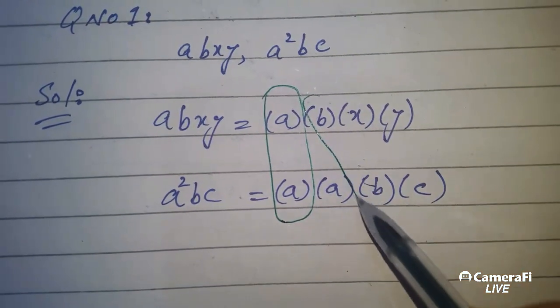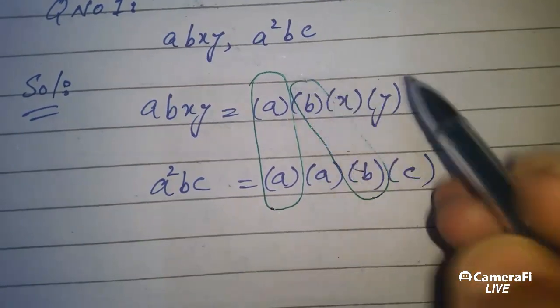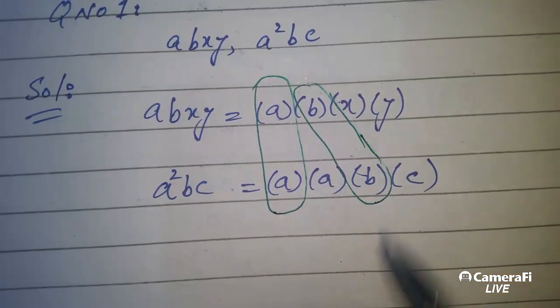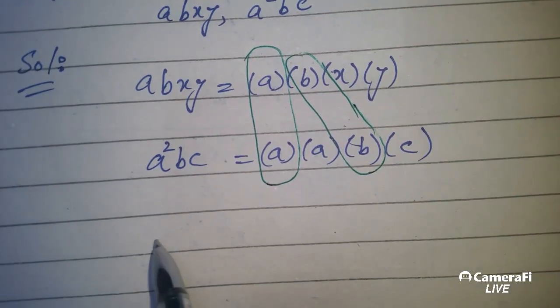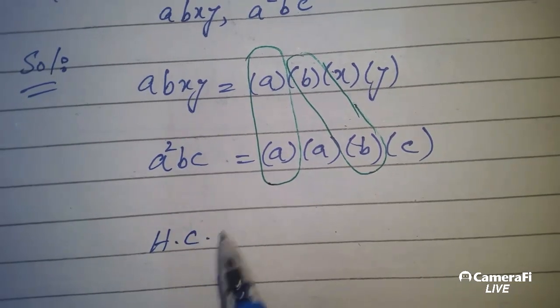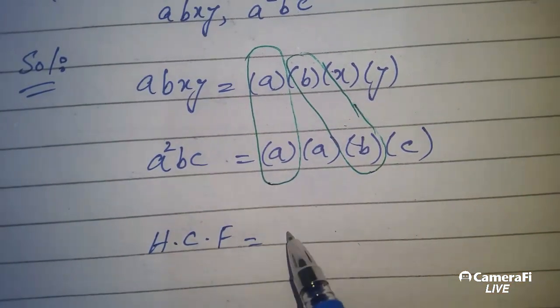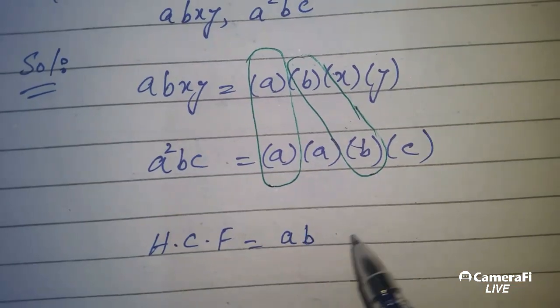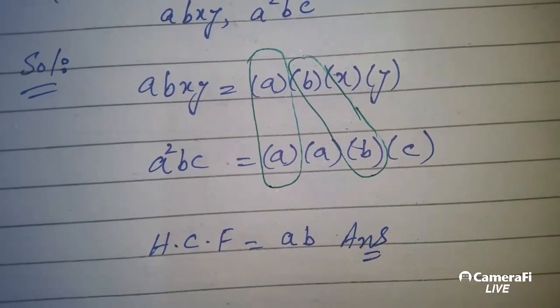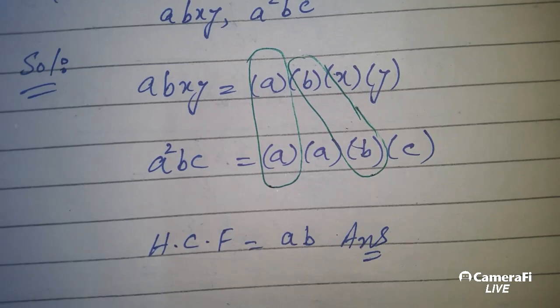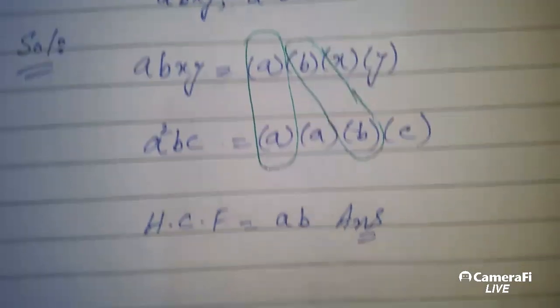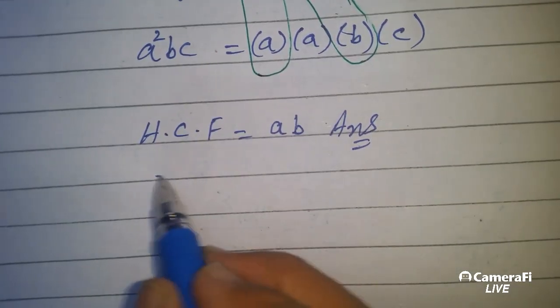Similarly, B is also a common factor. So these are the two common factors, and we can write HCF as A and B. So this is the answer to the problem. See by yourself and try to convince yourself that this is true. Next question.